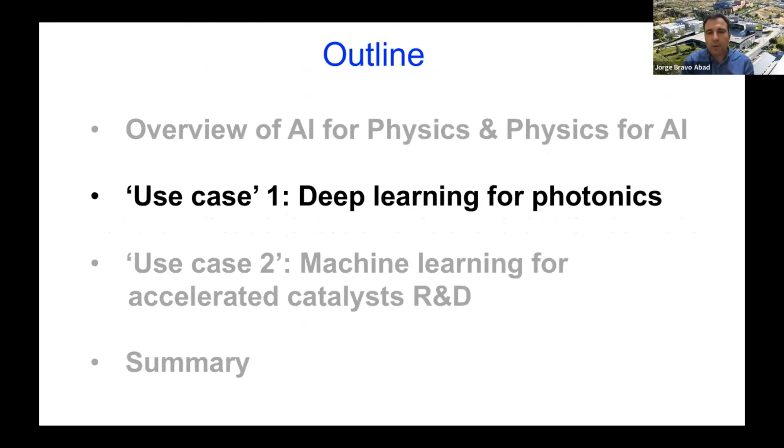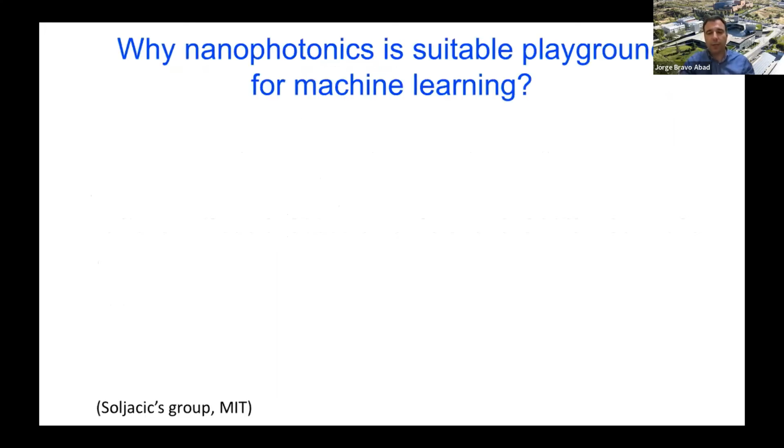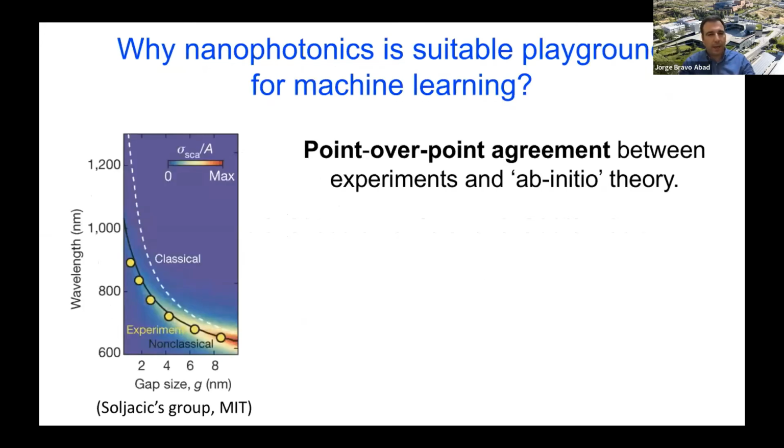So as I was saying, let me provide a couple of illustrative examples. The first one is the application of deep learning for nanophotonics. And let me tell you why I think nanophotonics is a suitable playground for machine learning. Nanophotonics is one of those fields in which it is easy to get a point-over-point agreement between theory and experiments. And this is quite unique.